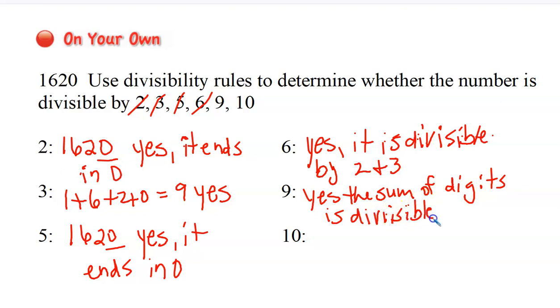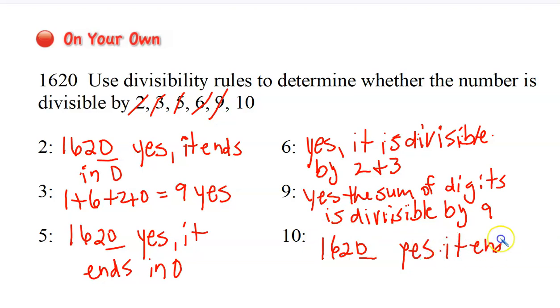Having a challenge with the dots for the I. All right, the last one is 10, right? What's my number? 1620. Underline the ones, please. Yes. It ends in 0. Okay, that's it.